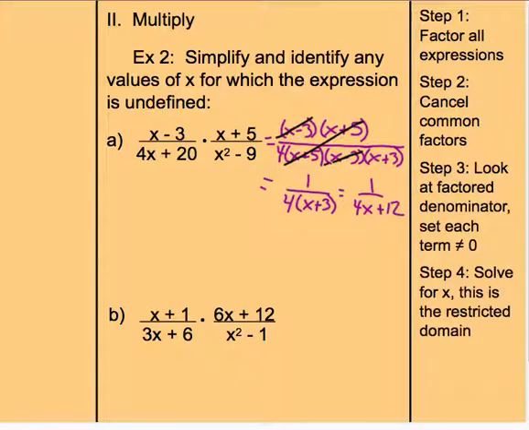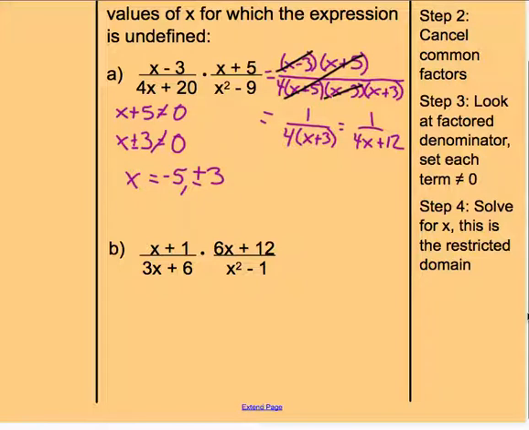And finally, find your restricted domain. Remember, this is where your original factored denominator cannot equal 0. 4 can't equal 0, so we're not going to worry about that, but we've got x plus 5 cannot equal 0. And x minus 3, x plus and minus 3 cannot equal 0. So our entire restricted domain, solving the first one, x cannot equal negative 5 or plus or minus 3.